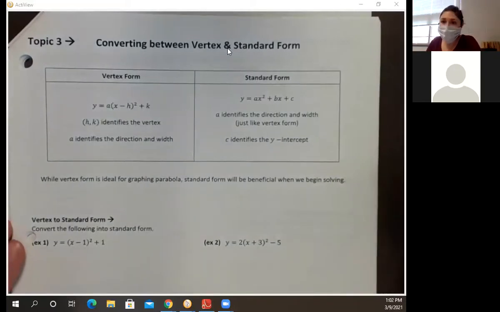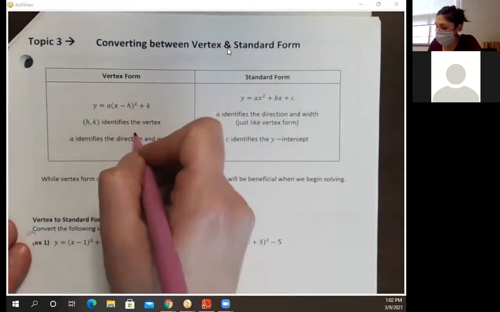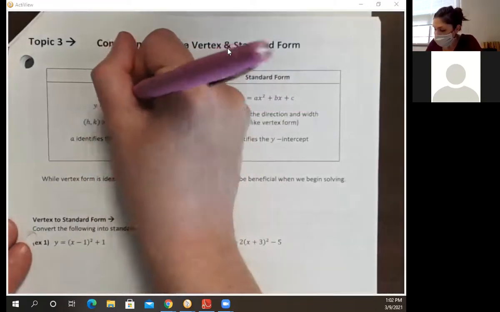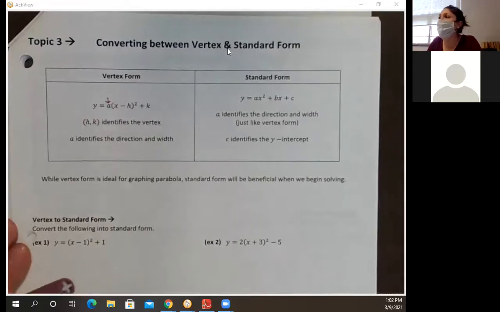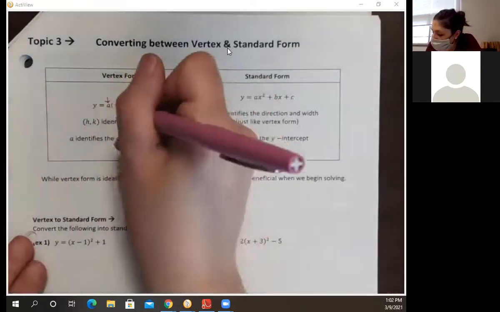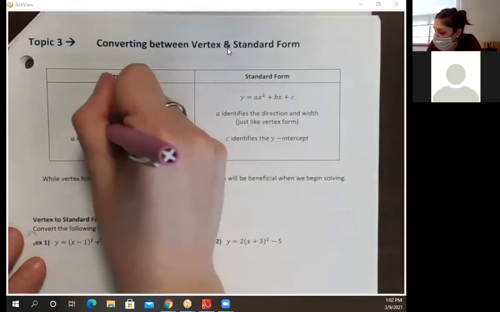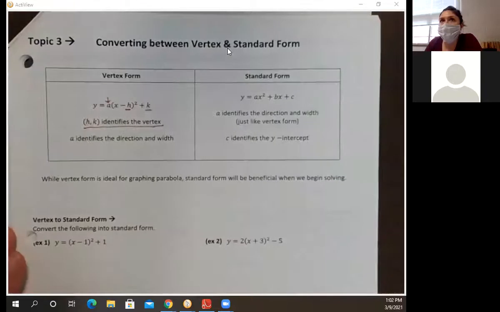So again, last time we talked about vertex form, and we know this is what vertex form looks like. That a value in front, that lead coefficient, tells me about the shape of my parabola. Tells me if I'm going to open up like a U or down like an umbrella. It tells me if I'm going to be sort of stretched out or compressed, or if I should maintain that original shape. And then h and k, the values that go here, tell me the vertex of my parabola.